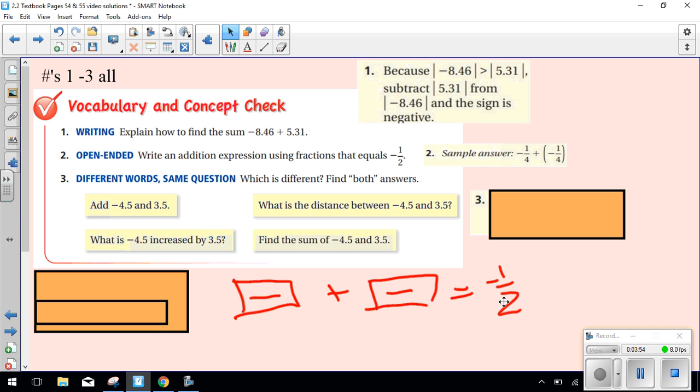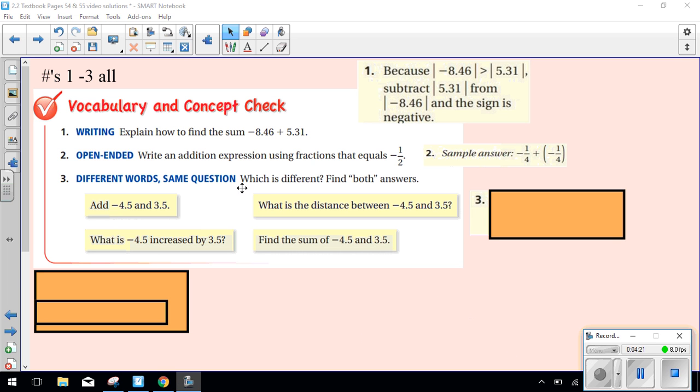You don't need these numbers. You could have your own example as long as they're fractions and the answer results to -1/2. When you simplify, you're good. If you want to double check your example with me, that's fine. If you want to ask someone around you, you can do that as well. All right, so let's move on to number 3.